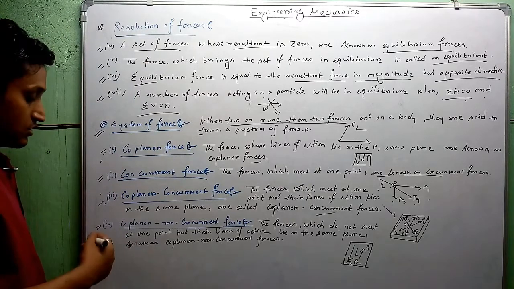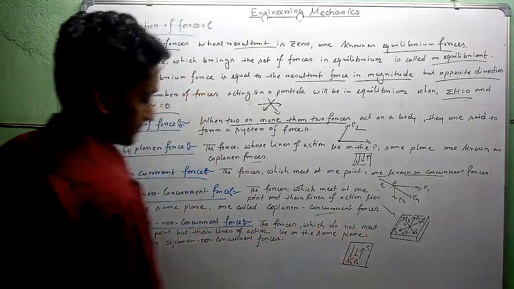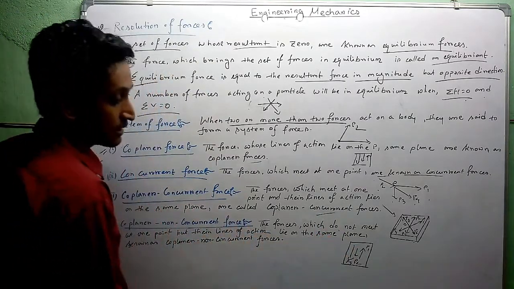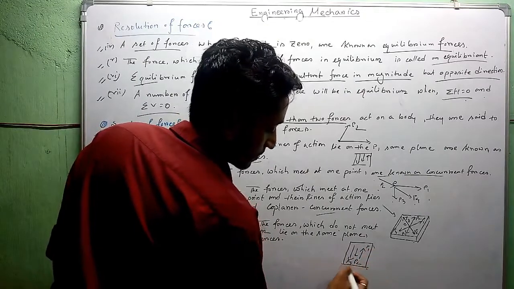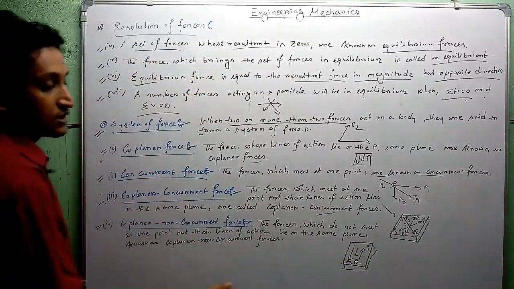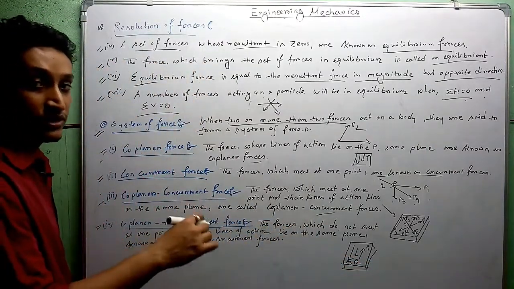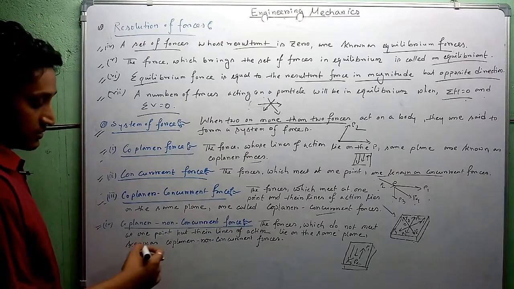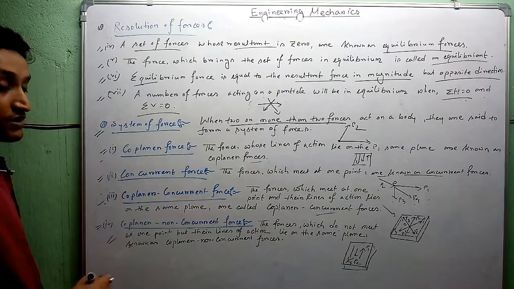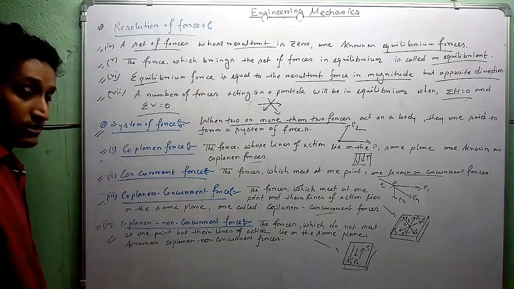What is the definition of coplanar non-concurrent forces? The forces which do not meet at one point but their lines of action lie on a same plane. Here is the plane, that is the same plane. Here are three forces lying on a same plane but they do not intersect. That is why that system of force is also called the coplanar non-concurrent force. That is the example of coplanar non-concurrent force.